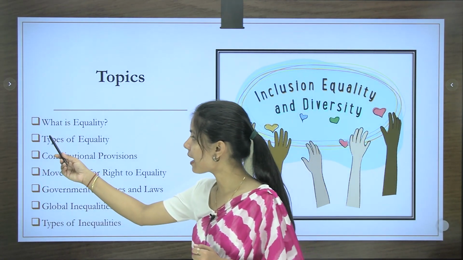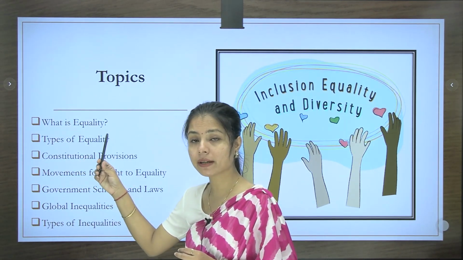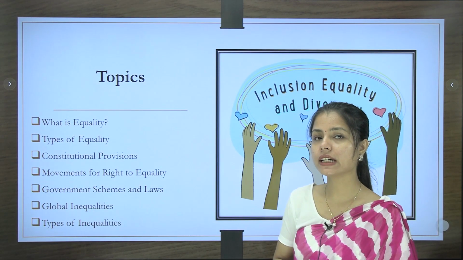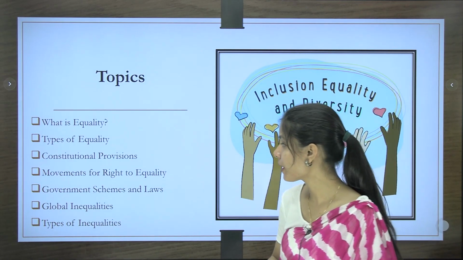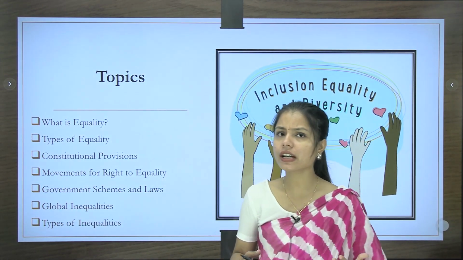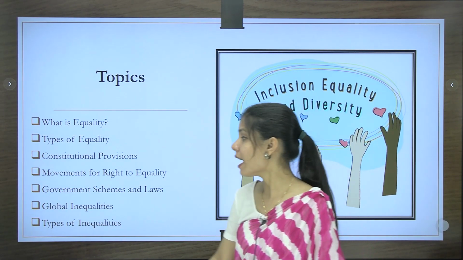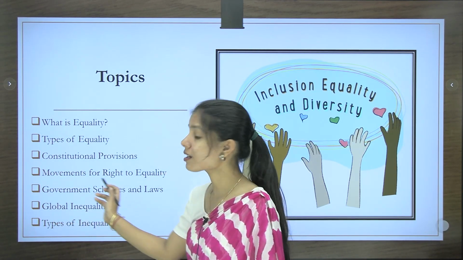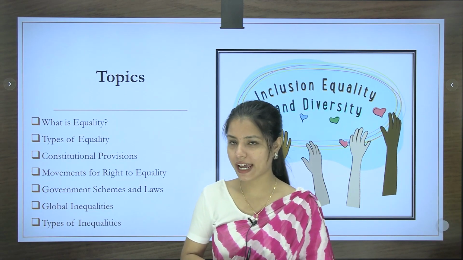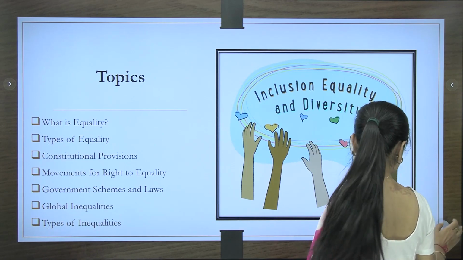We'll start by understanding what is equality. We'll move over to the types of equality. Thereby, we'll discuss the constitutional provisions of equality in terms of the Indian Constitution. Then, of course, we'll be talking about the government schemes in India which are related to equality, promoting equality, reducing inequalities. And then we'll be talking about what is the global picture. How do we see inequalities in the global context? And then what are the types of inequalities which exist?